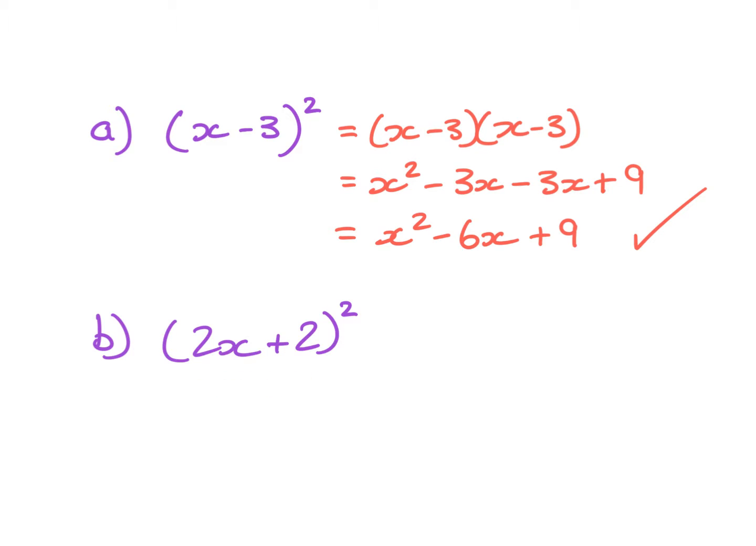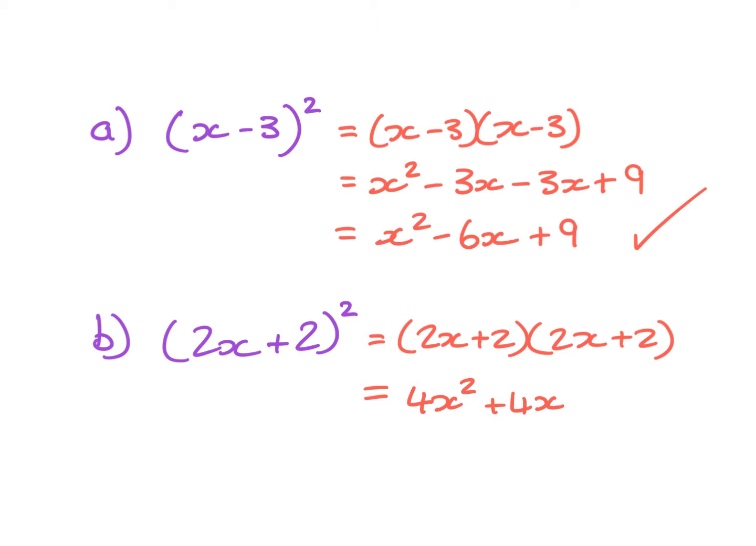Alright, and similarly over here I can rewrite it as (2x plus 2) in one bracket multiplied by (2x plus 2) in the second bracket, because they are a perfect square. So 2x multiplied by 2x is going to give me 4x squared. 2x multiplied by 2 is going to give me just 4x. 2 multiplied by 2x is going to give me another 4x, and 2 multiplied by 2 is going to give me a 4. And I have some like terms that I can collect, so therefore it's going to be 4x squared plus 8x plus 4. Hope you got those 2 right.